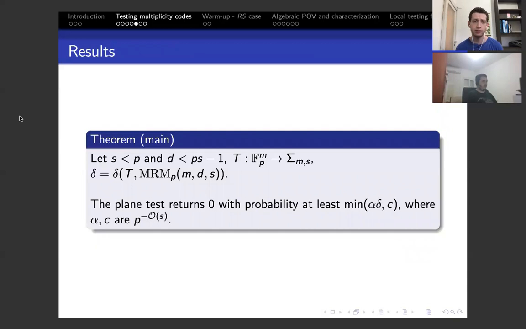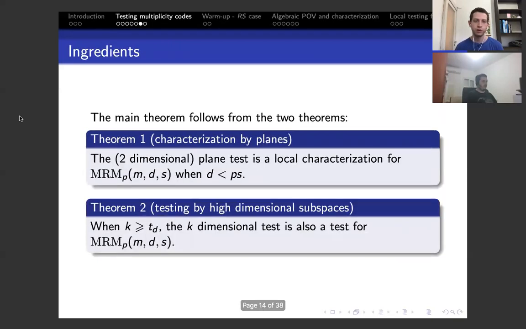Now, an important caveat here is that we show this only for s smaller than p. Given this, we show that the plane test is a good local tester where its soundness is around p to the minus order s. We believe the soundness could be improved, but maybe we can talk about that later.